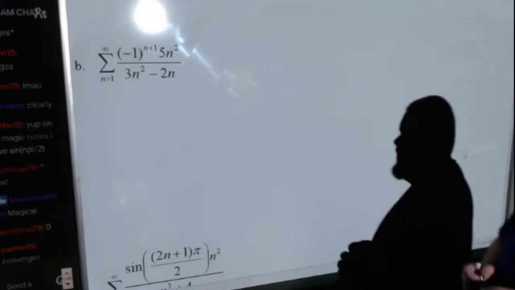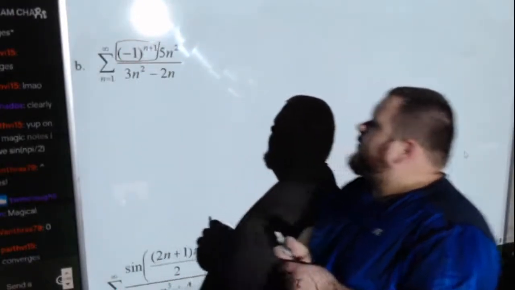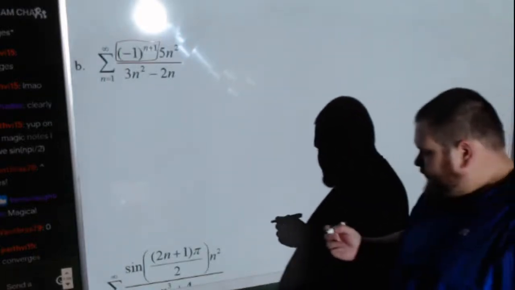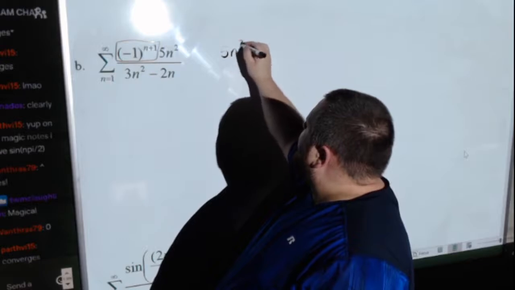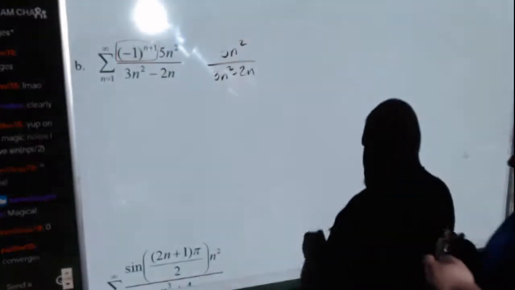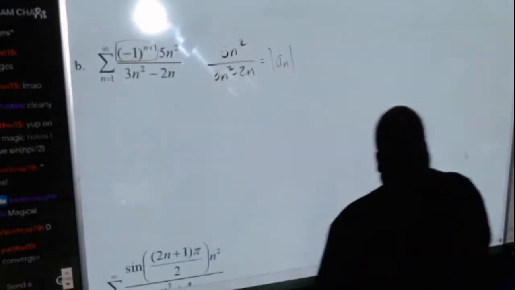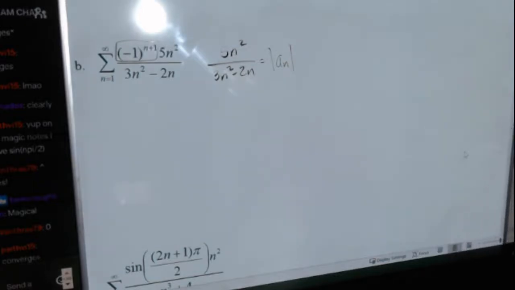All right, so the alternating portion here is this. So when I take the absolute value, that piece disappears. So I want to graph 5n squared over 3n squared minus 2n and see what that looks like. And that is absolute value a sub n. And again, you could just plug in x there and see what it looks like. And yes, I understand it's discrete points, but we can still look at it as a full graph and get the idea.